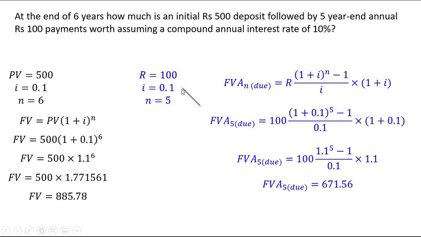So I'm going to make a payment of 100 rupees for 5 years, which will turn out to be 671 rupees and 56 paisa as of today after 6 years. While the initial deposit of 500 will give me 885 rupees and 78 paisa. So the total future value will be 1557 rupees and 34 paisa.